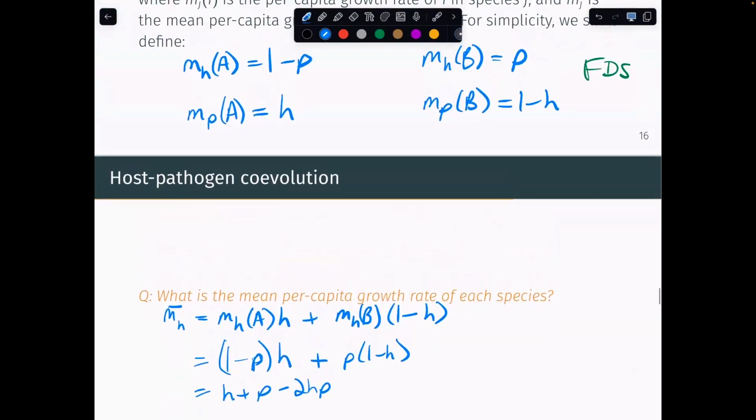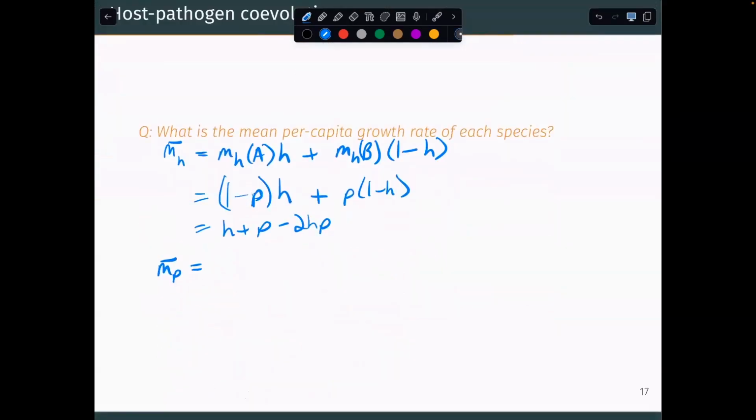Have a quick go at doing the same for the pathogen population, just to make sure you've understood what I've done there. Taking a weighted sum over the fitnesses or per capita growth rates here of our pathogen population and their frequencies. Okay, so we do exactly the same as we've done for our host population.